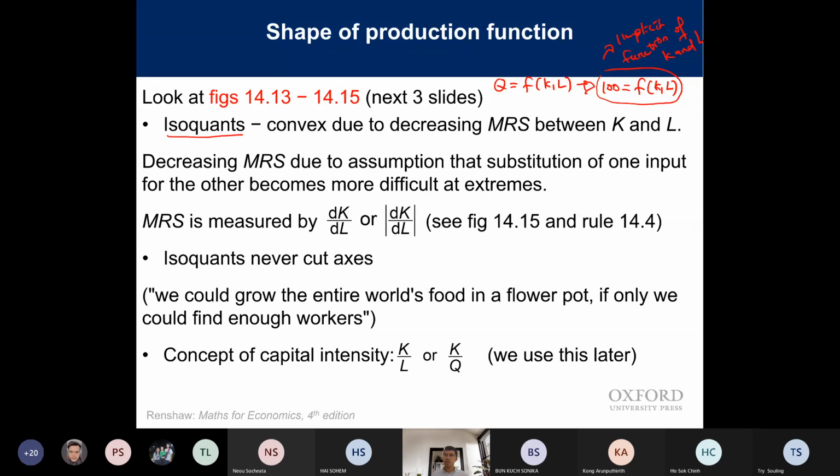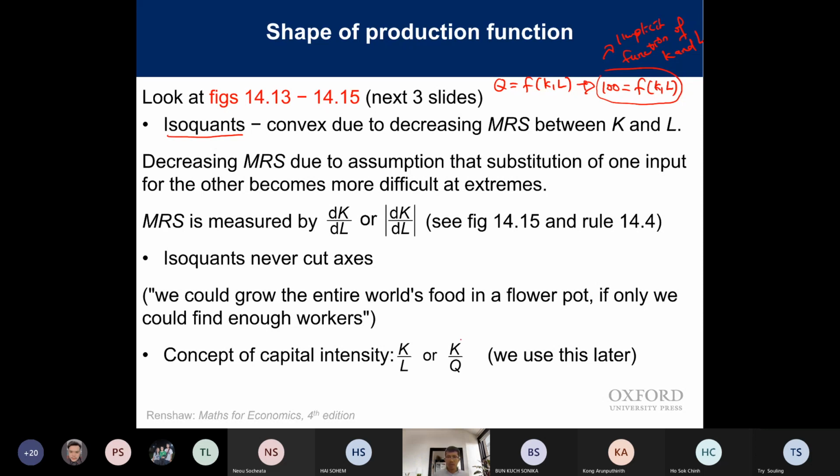Maybe you're not familiar with the word implicit, but if you know what explicit means, implicit is the opposite of explicit. Explicit means you can see it clearly. Implicit means something more hidden; you have to look carefully to see it clearly. So of course this shows the relationship between K and L, but it's not explicit.